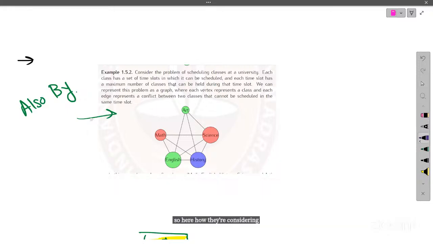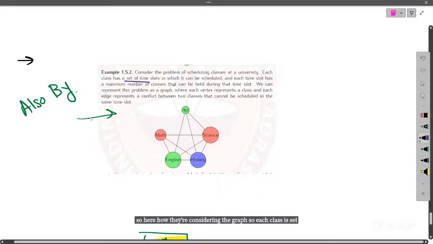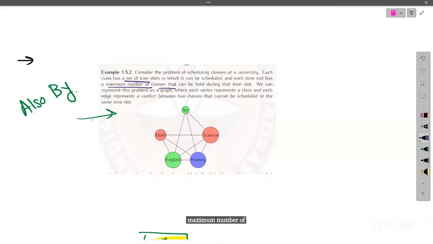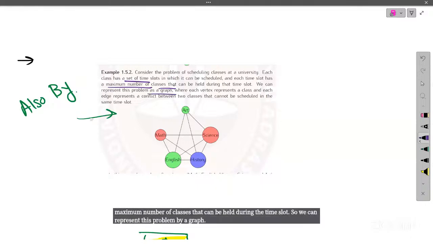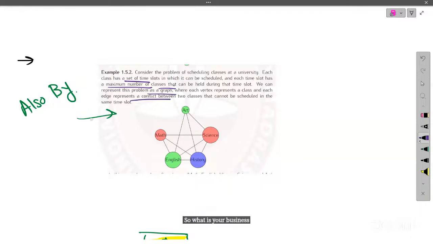So each class has a set of time slots in which it can be scheduled, and each time slot has a maximum number of classes that can be held during the time slot. So we can represent this by a graph. Each vertex represents the classes, and each edge represents a conflict between 2 classes that cannot be scheduled in the same time slot. Yeah, so maths and history cannot be scheduled in the same slot.